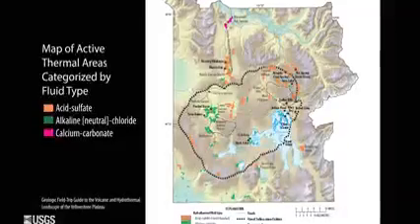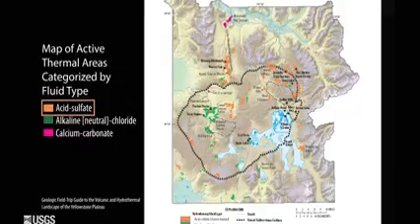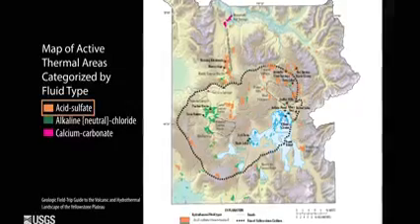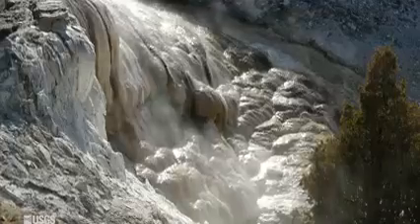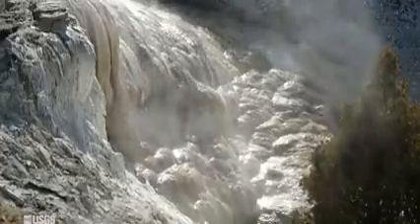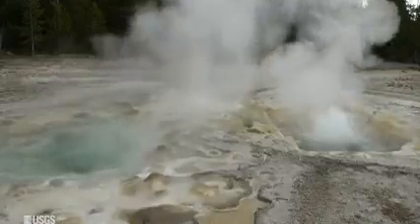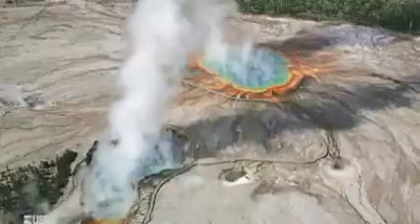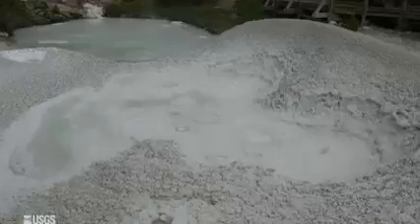We're going to start this update out with the third in our three-part series on the different types of thermal features in Yellowstone. Back in August, we talked about travertine features, which we find in the Mammoth Hot Springs area. Last month, we talked about neutral chloride features, things like Old Faithful and Grand Prismatic Spring. And this month, we're coming to you from Artists Paintpots, to talk about the third type of feature, acid sulfate springs.